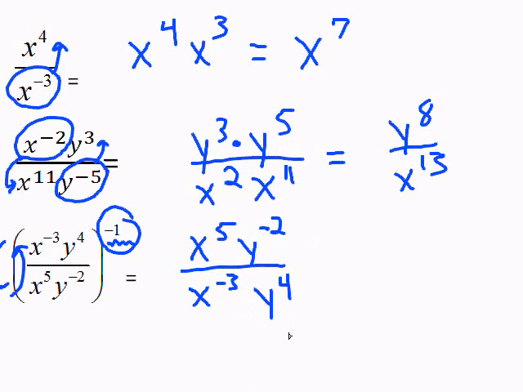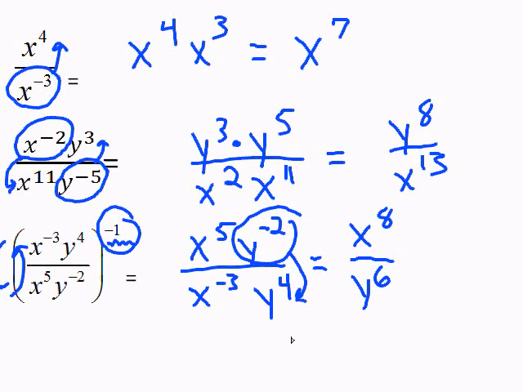Go ahead and try to simplify this problem on your own, and press play when you're ready to see the answer. Okay, you should have gotten x to the 8th over y to the 6th, because the negative 2 went down and became positive 2 and added to the 4. The negative 3 went up and became positive 3 and added to the 5.